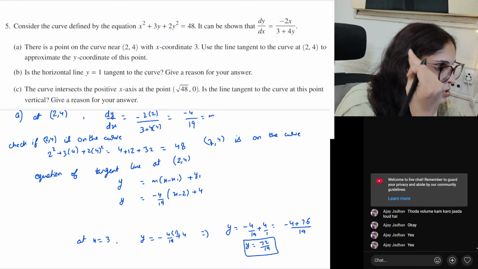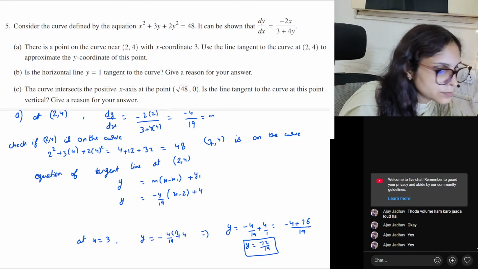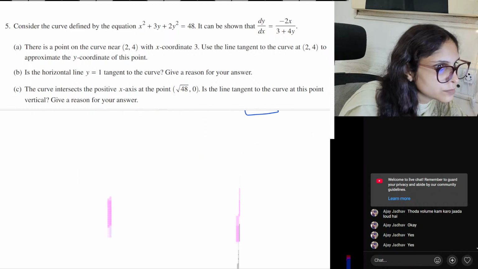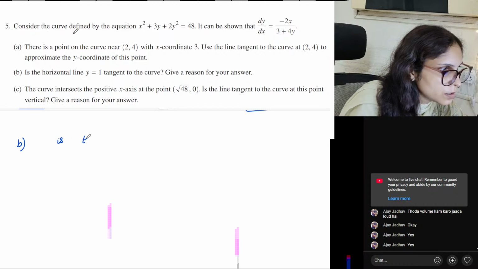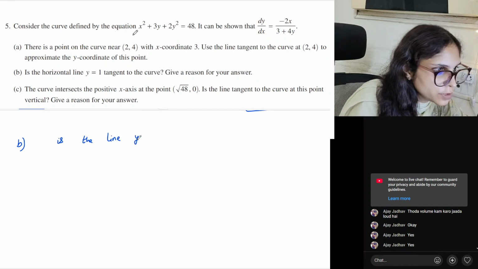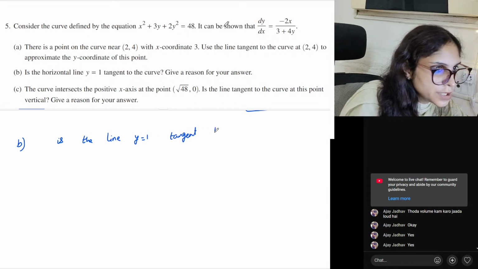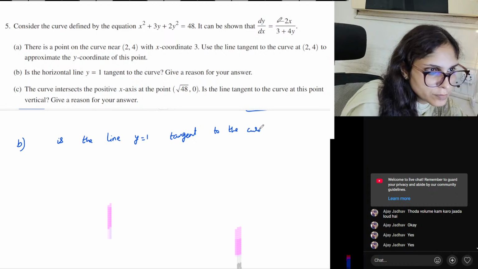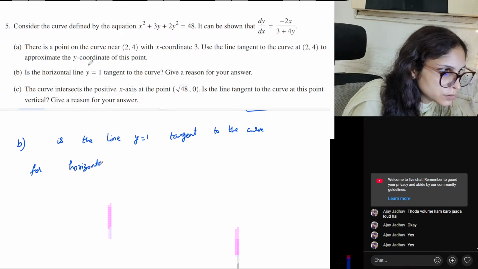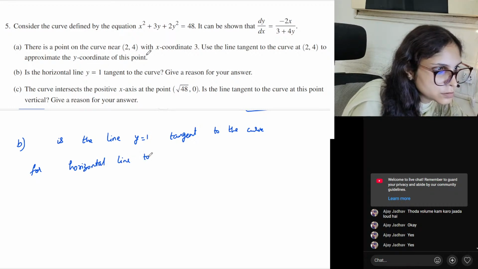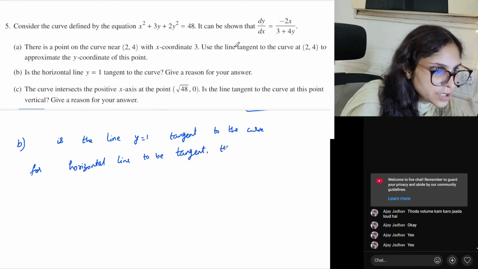Now the second part is, is the horizontal line y is equal to 1 tangent to the curve? Is the line y is equal to 1 tangent to the curve? For a horizontal line to be tangent, the derivative has to be 0.